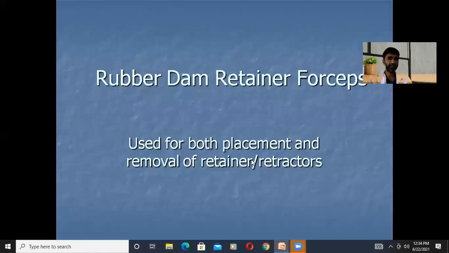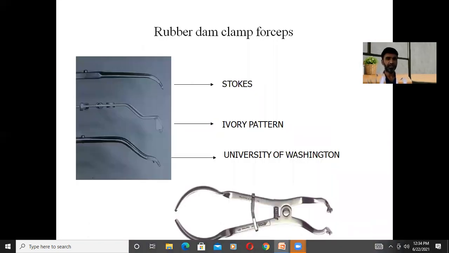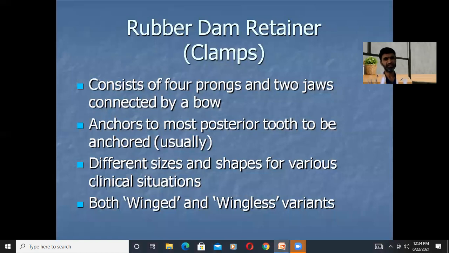Then the next one is the rubber dam retainer forceps. The rubber dam retainer forceps is used for placement of the retainer, which we place on the tooth for the isolated surface, or for both the placement and removal of retainers and retractors. The types of rubber dam clamp forceps are Stokes, Ivory, Brewer, and University of Washington. What we regularly use here is the University of Washington.